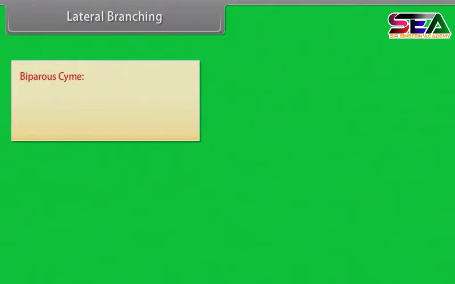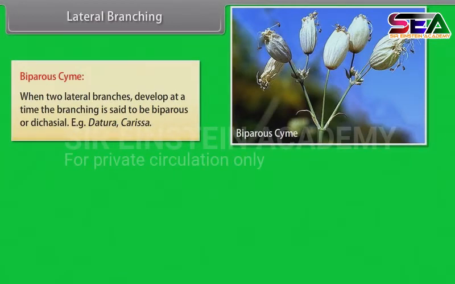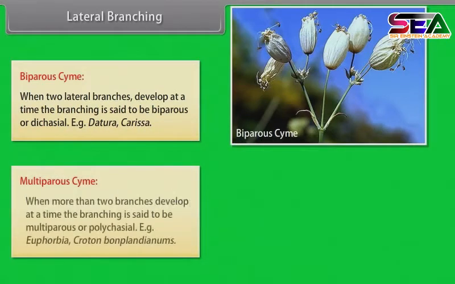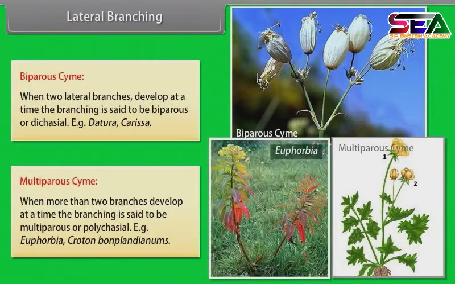Biparous chyme. When two lateral branches develop at a time, the branching is said to be biparous or dichasial. Example: Datura, Carissa. Multiparous chyme. When more than two branches develop at a time, the branching is said to be multiparous or polychasial. Example: Euphorbia, Croton bonplandianum.